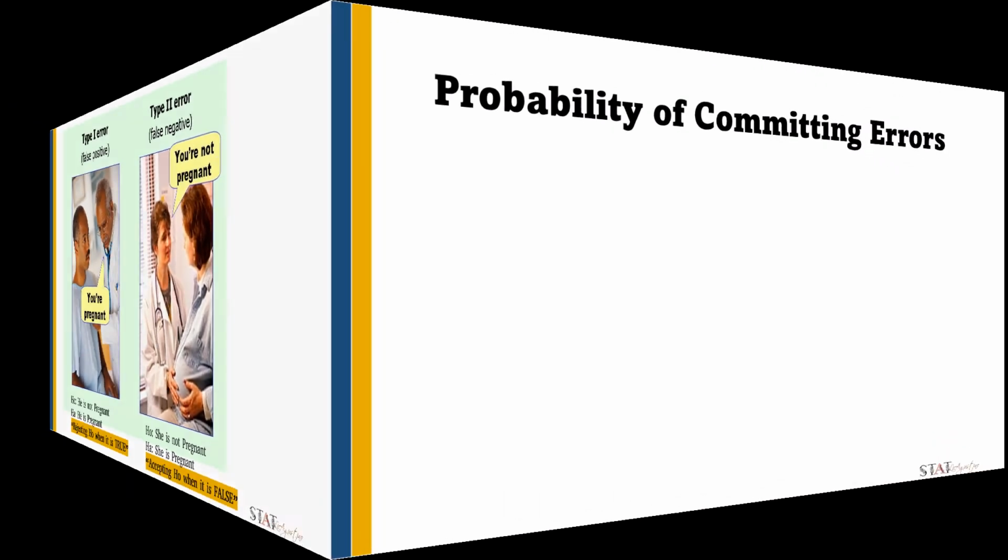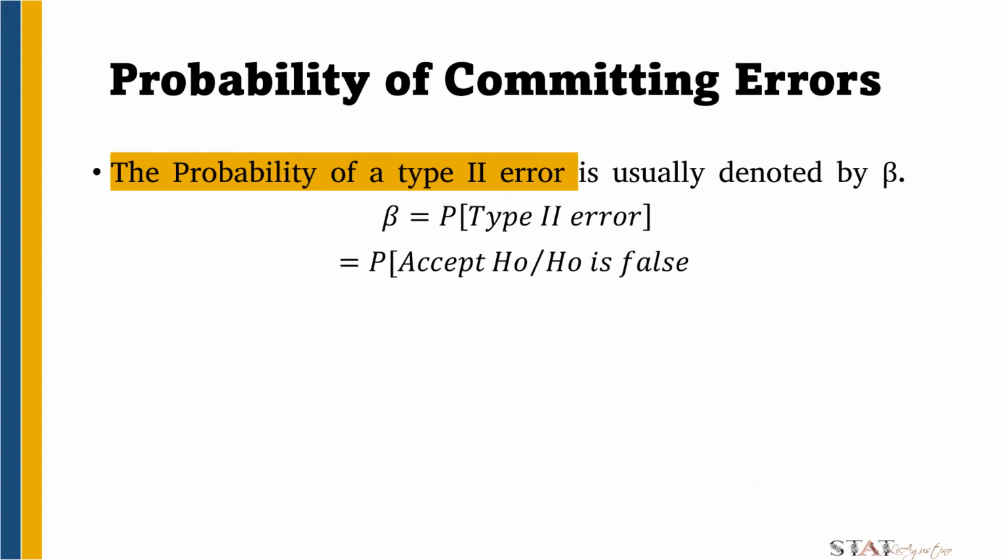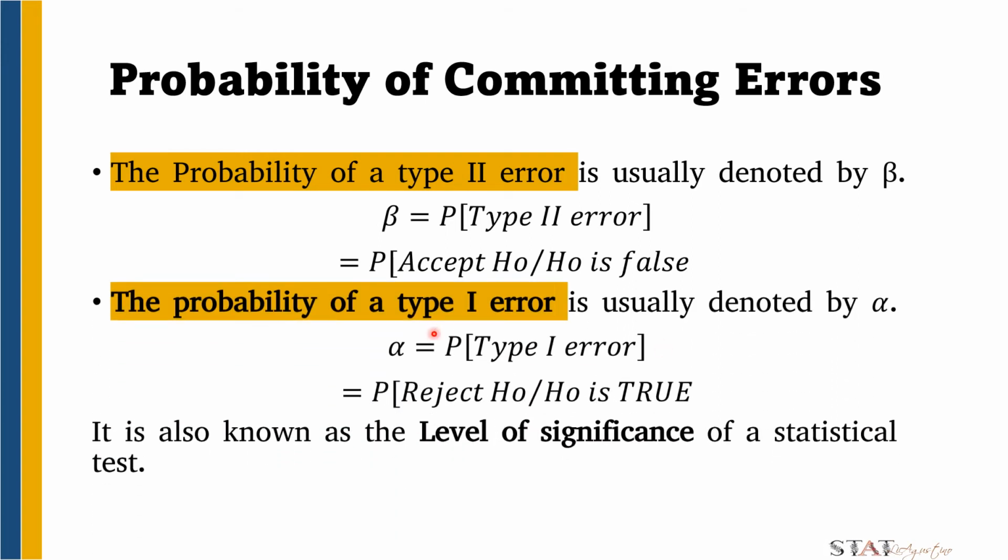Now let's proceed to the probability of committing errors. We have the probability of a type 2 error and the probability of a type 1 error. All our hypothesis testing is governed by probability as well. The probability of a type 2 error is usually denoted by beta, and it is the probability that you accept H0 when H0 is false. And the probability of a type 1 error is usually denoted by alpha.